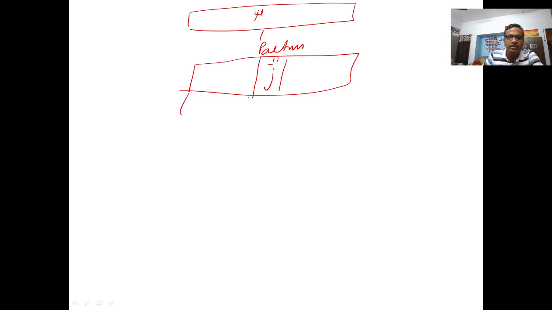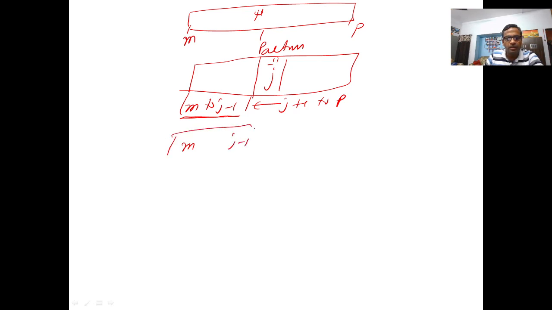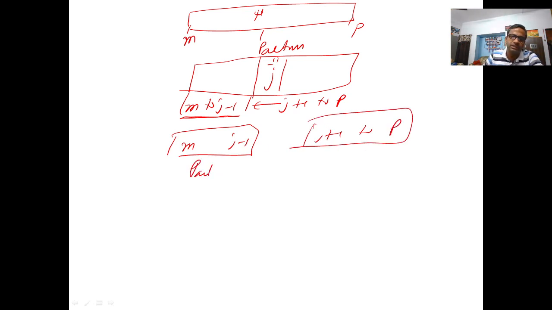Two lists are there. One is having size from M to J minus 1. The second one is having size from J plus 1 to P, assuming that it was starting from M and ending at P. Is it fine? So two lists are there. Again, partition will be called on this list, M to J minus 1, and J plus 1 to P. So these are the two lists. Partition will be called on this list. Partition will be called on this list also.